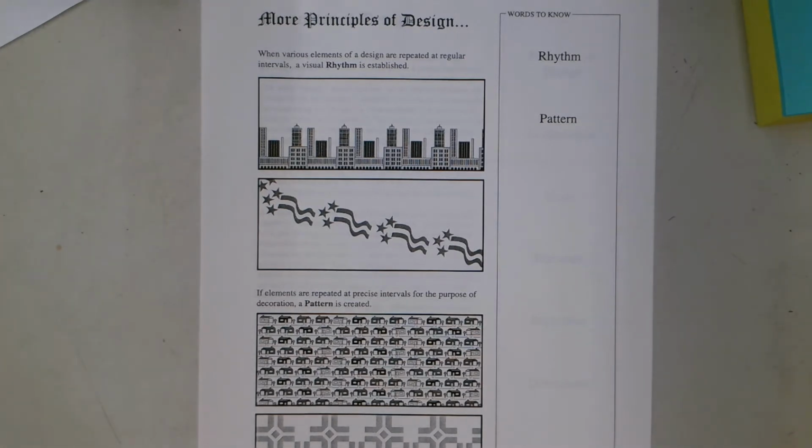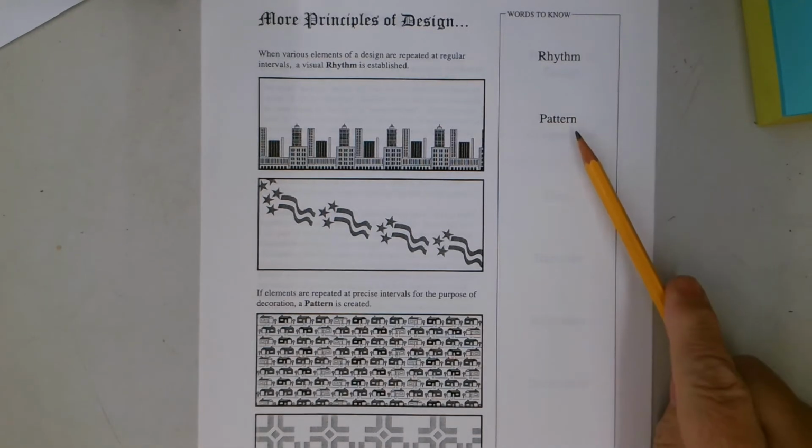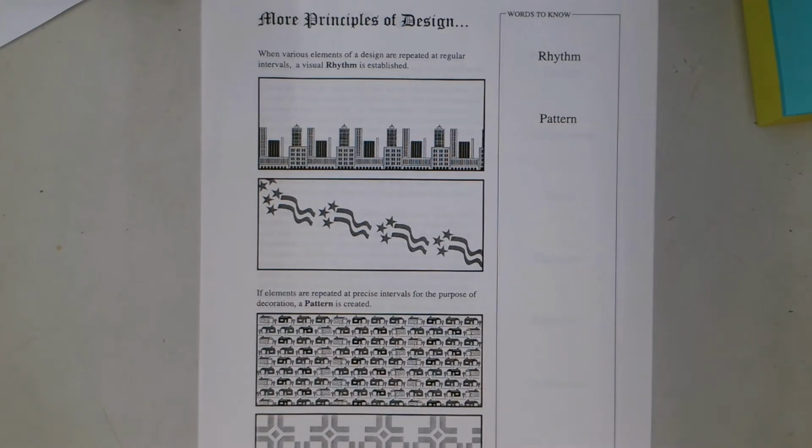When various elements of a design are repeated at regular intervals, a visual rhythm is established, and the key word we want to look at is pattern. Now we know we made some patterns when we did our project with line. We created some patterns, but those were just with line.